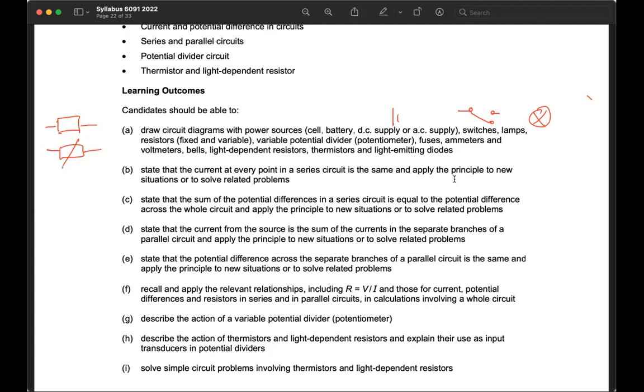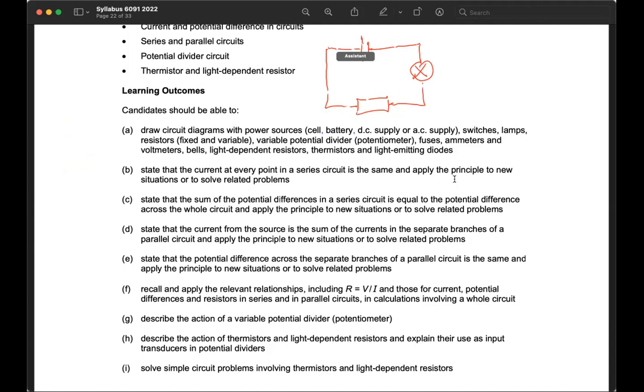So what does part B mean? I just do a very simple circuit. I have the battery, I go through one bulb, and I go through one resistor, and I come back. Okay, are you familiar with this?